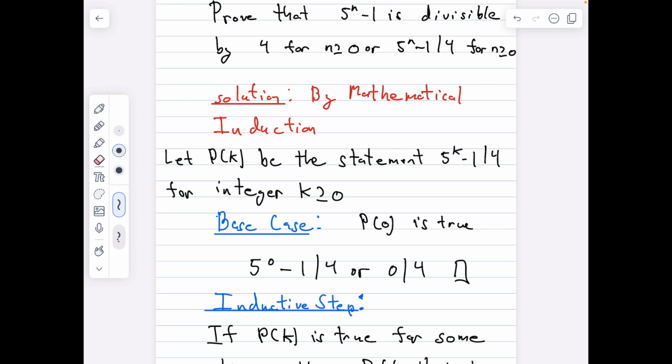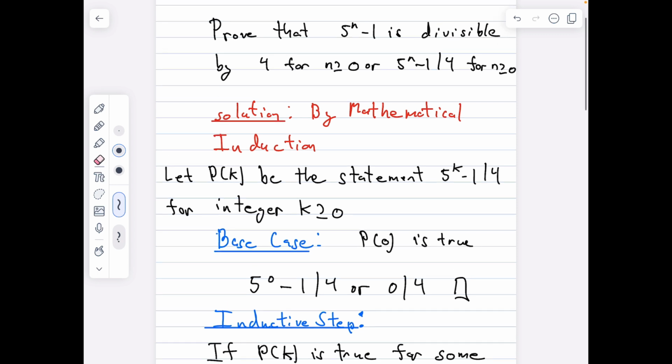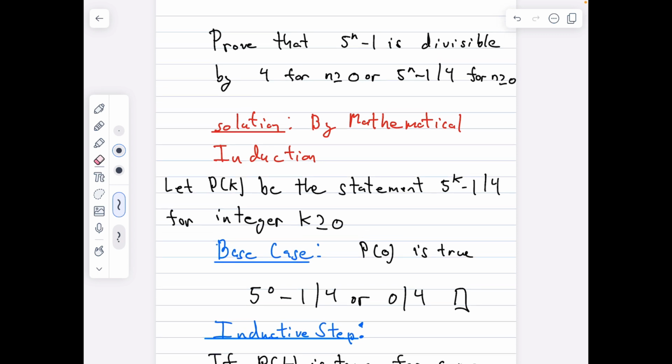And the first thing we usually start off with when we're working with these induction problems is to write out our statement with a notation, just to keep track of things a little easier. So I'm going to let P(k) be the statement 5^k − 1 is divisible by 4, excuse me, for integer k greater than or equal to 0, okay?